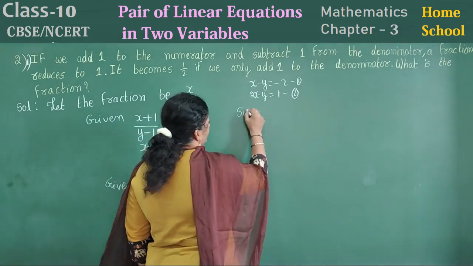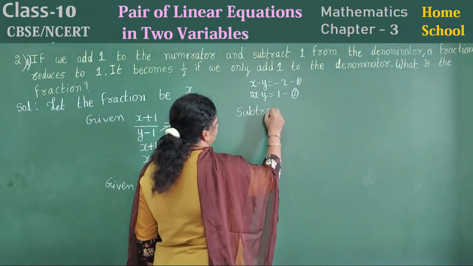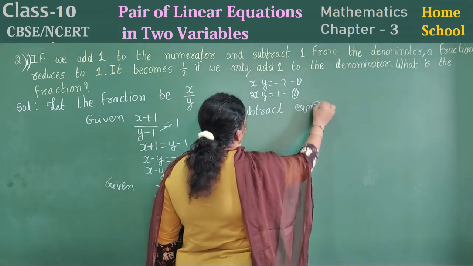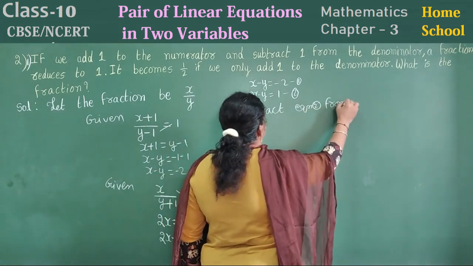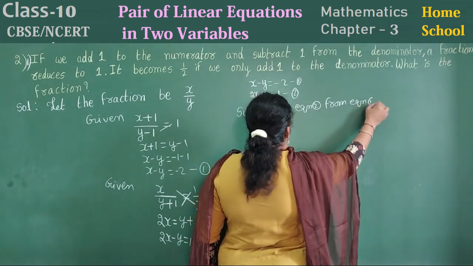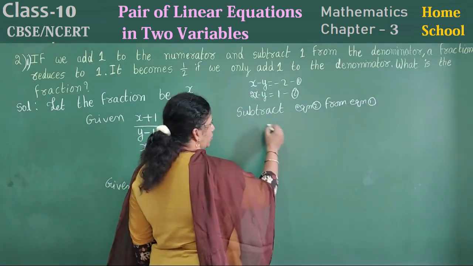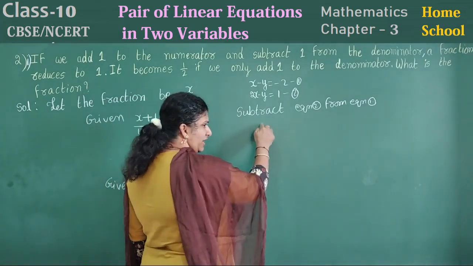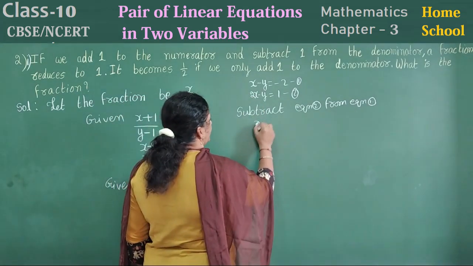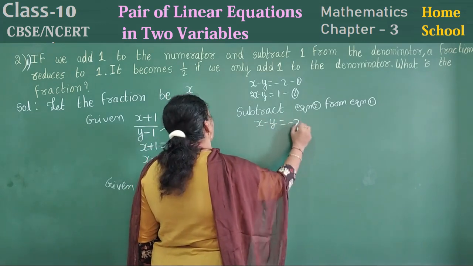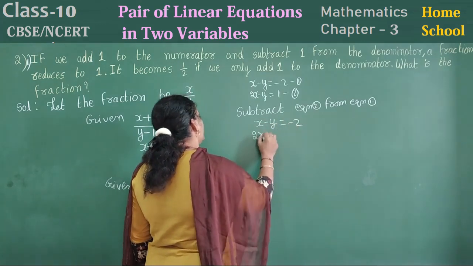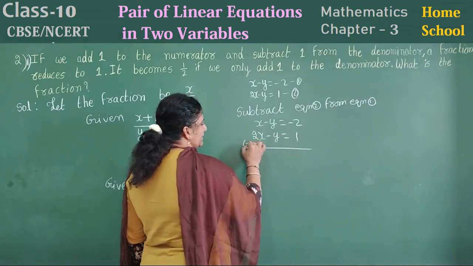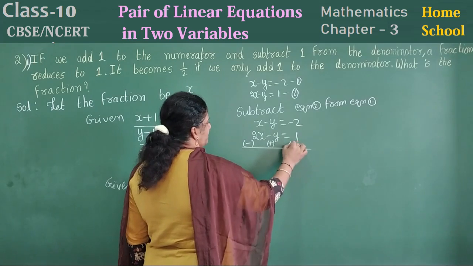Now, subtract equation 2 from equation 1. Which one will you write first? Equation 1. Don't be confused. Anyway, you can subtract. 2x minus y is equal to 1. When we are subtracting, signs will be changed.